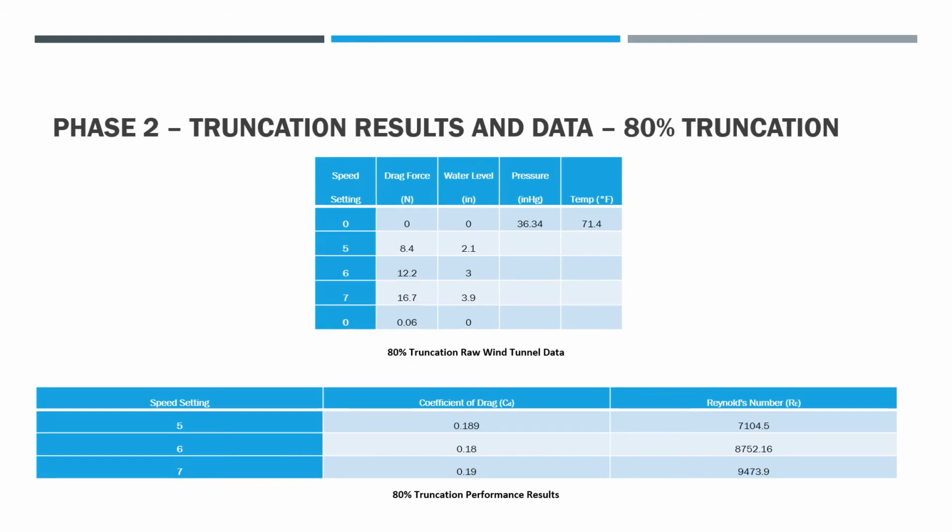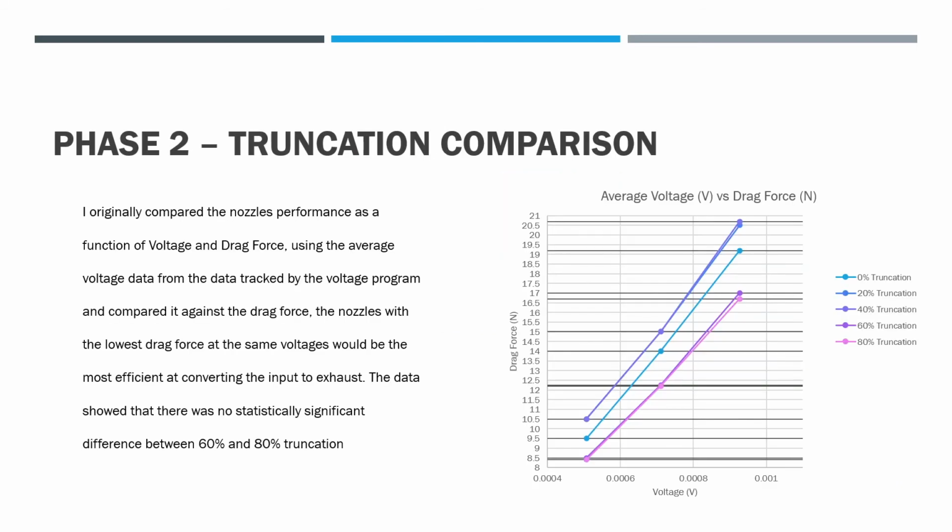And then finally, looking at 80% truncation data, it had a drag force of 8.4 newtons at speed 5, 12.2 at speed 6, and 16.7 at speed 7, with a coefficient of drag of around 0.185 across all speeds. Now, when comparing all these nozzles together, I originally compared the nozzles as a function of voltage and drag force, using the average voltage data from the data tracked by the voltage program and comparing it against the drag force.